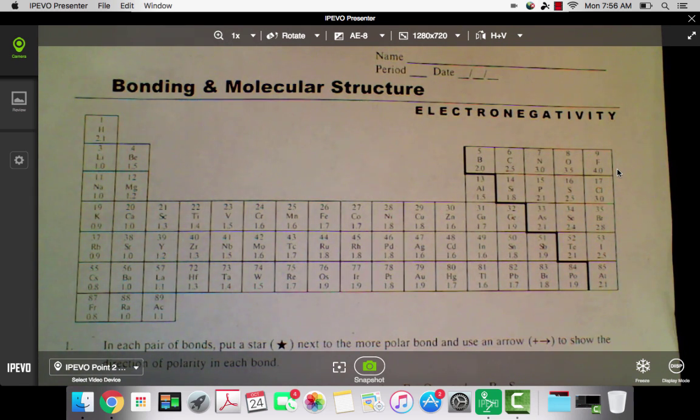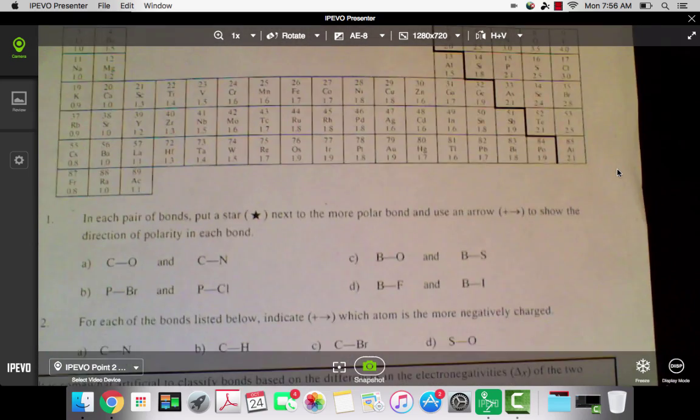In comparison, you have francium at the bottom left-hand corner with an electronegativity of 0.8, and that only has 1 valence electron, which it would rather get rid of, forming a +1 charge instead of gaining 7. So let's go on to the worksheet and each section.